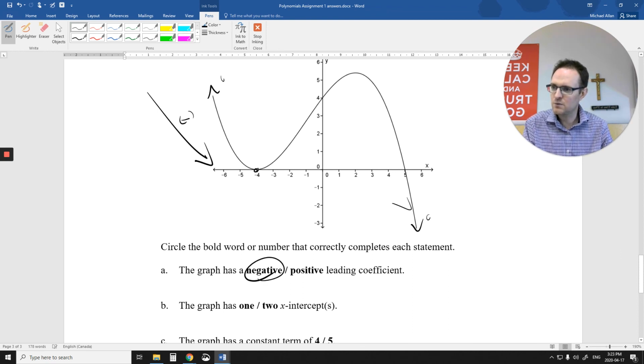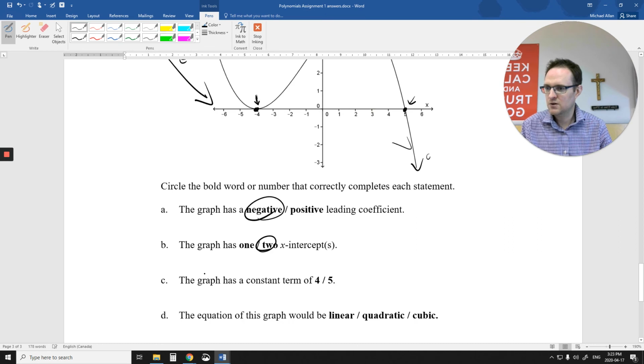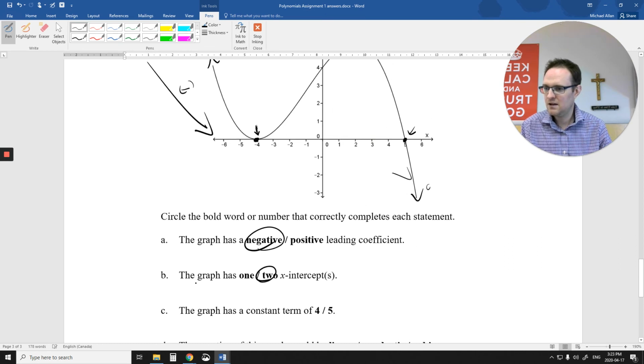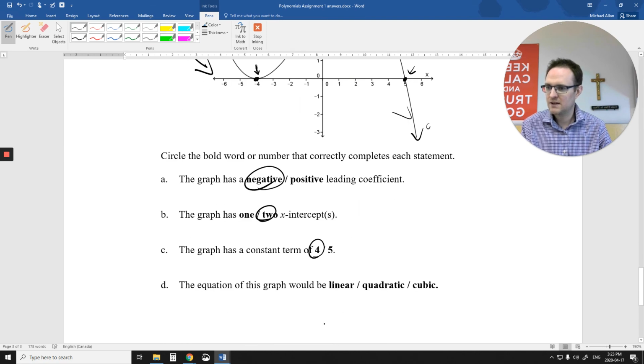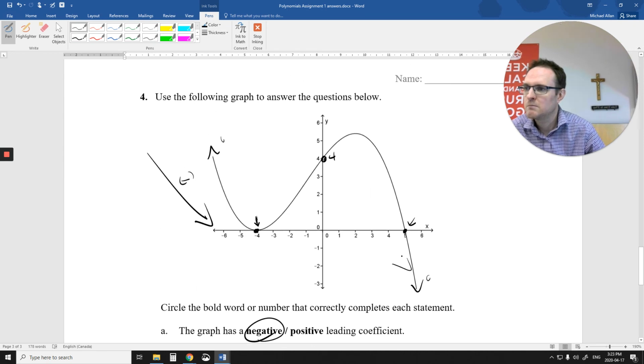The graph has 1, 2. So this here is just kind of touching it. Remember what I said about x-intercepts? It's where it touches the x-axis. It doesn't necessarily have to cross it. So it has 2 of them. The graph has a constant term. Remember, constant term is the y-intercept. So that's a 4 there. And it is a cubic graph because it has those 2 turning points. Definitely not a straight line. Definitely not a quadratic. So it's a cubic graph.